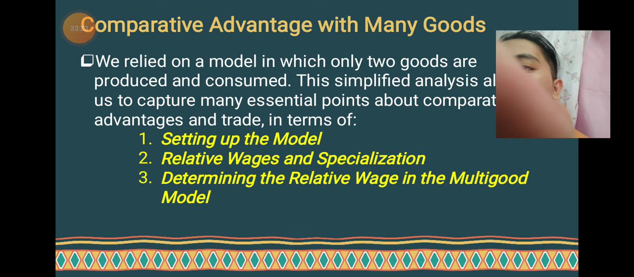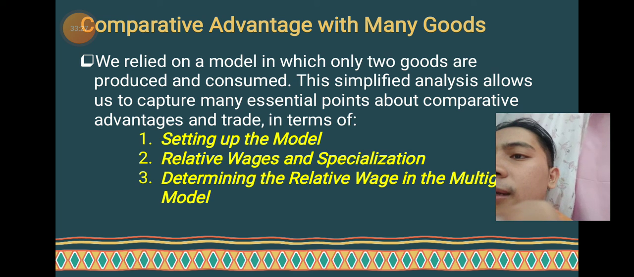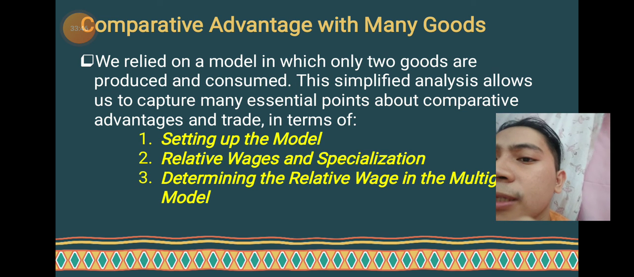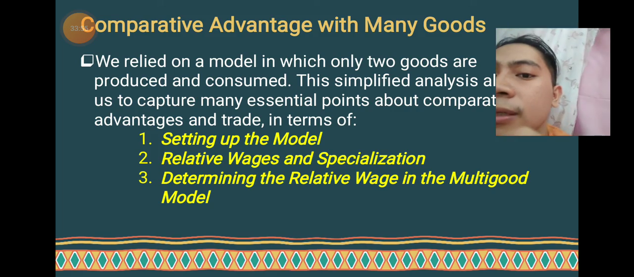Comparative advantage with many goods relies on a model in which only two goods are produced and consumed. This simplified analysis allows us to capture many essential points about comparative advantage and trade, in terms of the settings of the model. Second, relative wages and specialization. Three, determining the relative wages in a multi-good model.